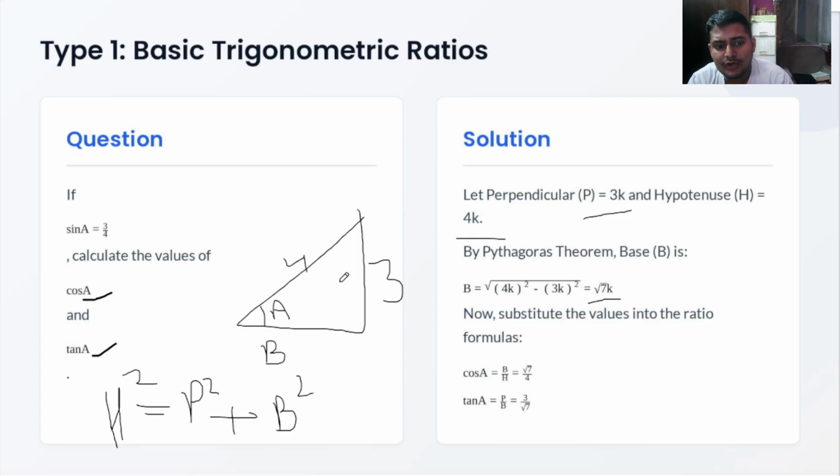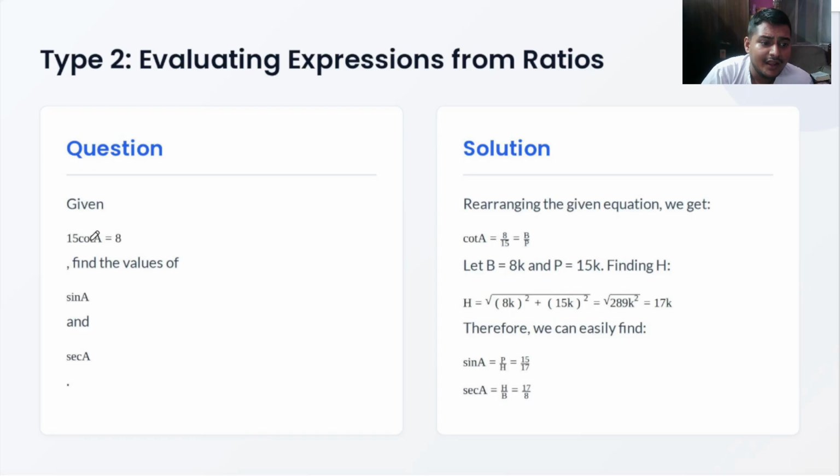So moving forward to the next question. It is given that 15 cos A equals 8. So as cos A is 8 by 15, it means base by hypotenuse is 8 by 15, so base equals 8 and hypotenuse equals 15. So again, from the right angle triangle, we can find out the relation of the sides as h square equals p square plus b square.